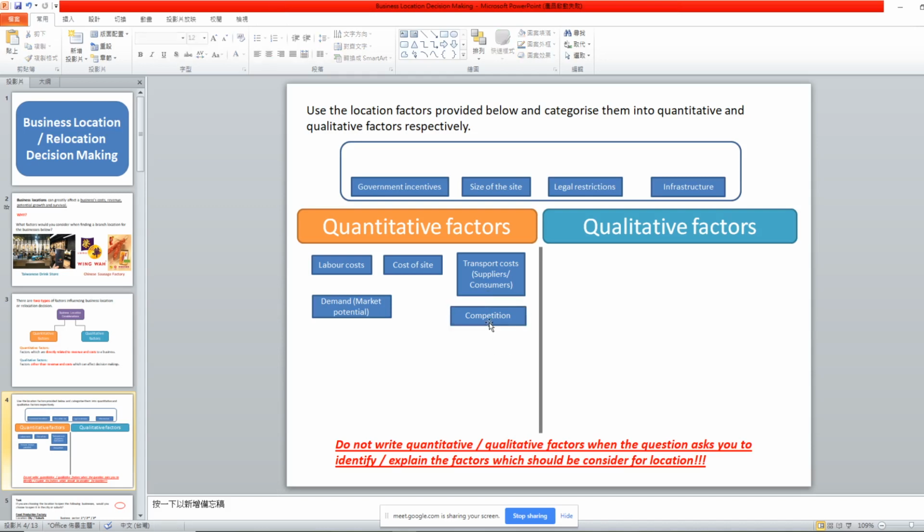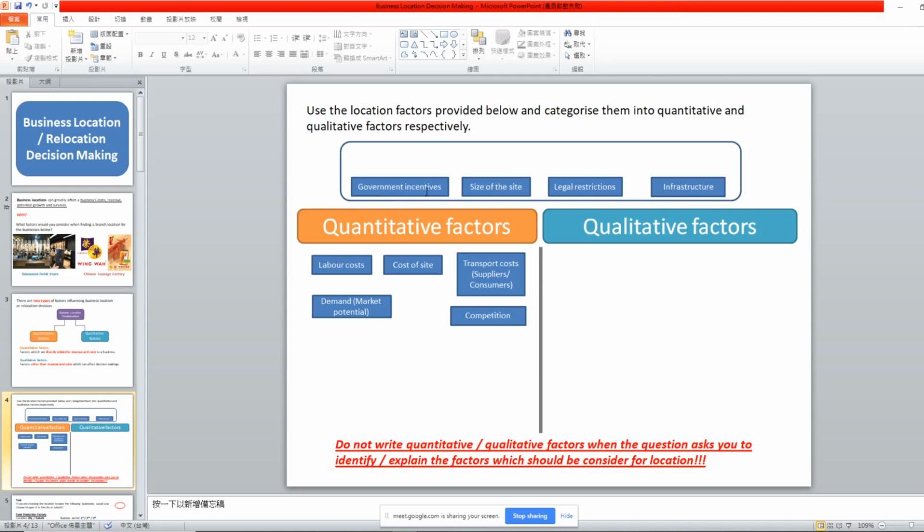Let's go to the next one. Once again, they are not very important. They are just facilitating your thinking. At the end, you are going to use those little boxes in your answers, so it doesn't really matter if they are on this side or the other side.